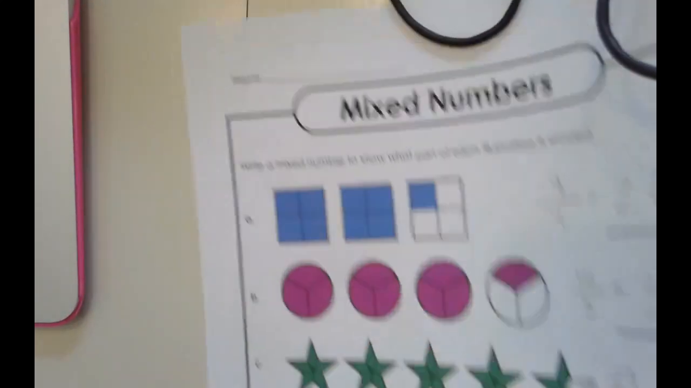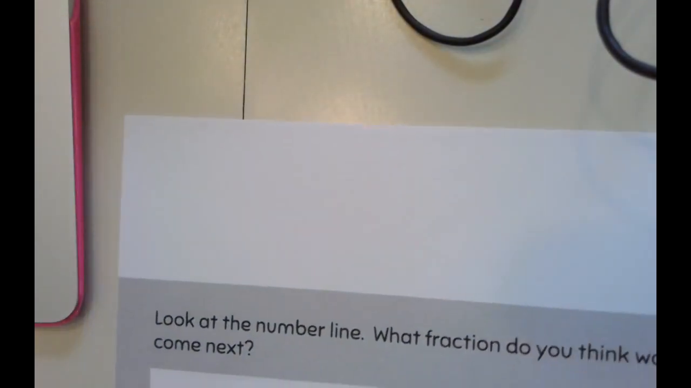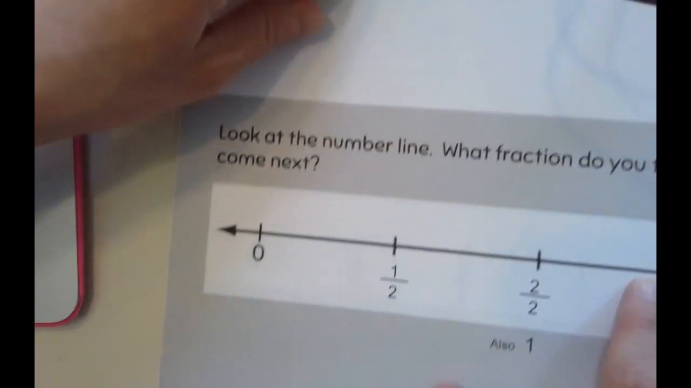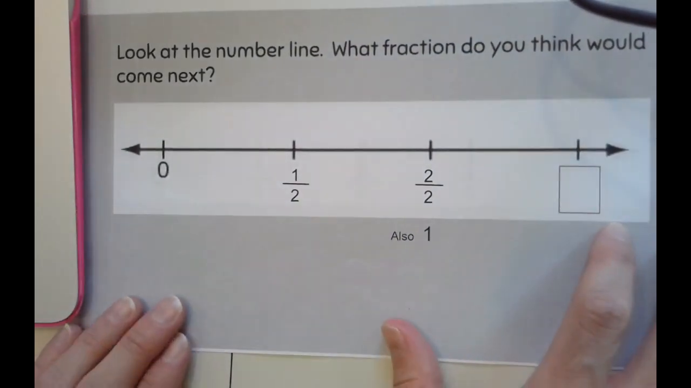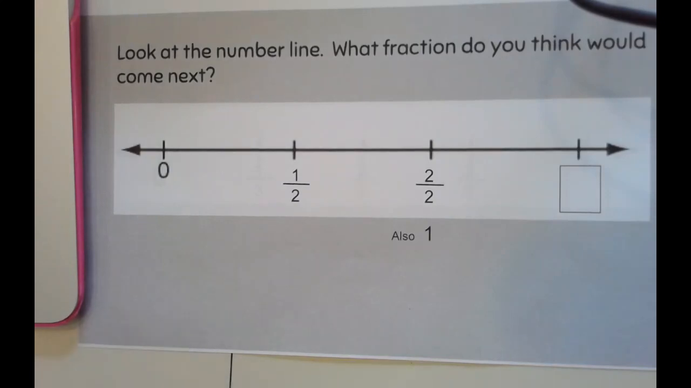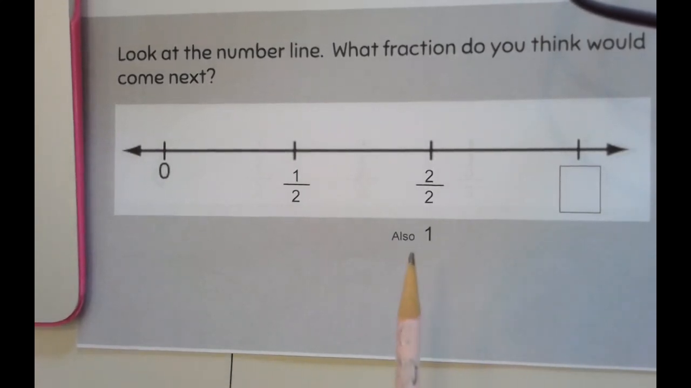Okay, I want to take a look at what these fractions that are improper or greater than 1 might look like on a number line. So let's take a look here at this number line. You don't have to draw a number line on your paper. You can just have a blank piece of paper out and you can write down the fraction that you think is going to fit in this box.